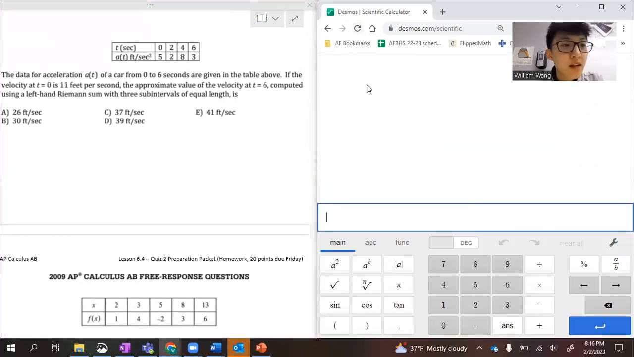The data for acceleration A of t of a car from 0 to 6 seconds are given in the table below. If the velocity at t equals 0 is 11 feet per second, the approximate value of the velocity at t equals 6 computed using a left-hand Riemann sum with 3 subintervals of equal length is what?